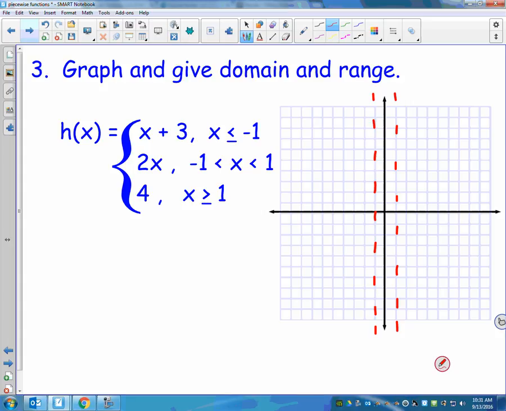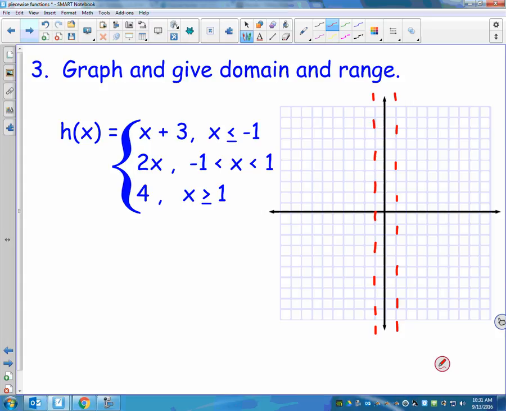This is where I would probably recommend graphing in pencil, because sometimes you might take a point on the part that you don't need to. So you can really start wherever you want. It just makes sure that you look where the boundaries are.